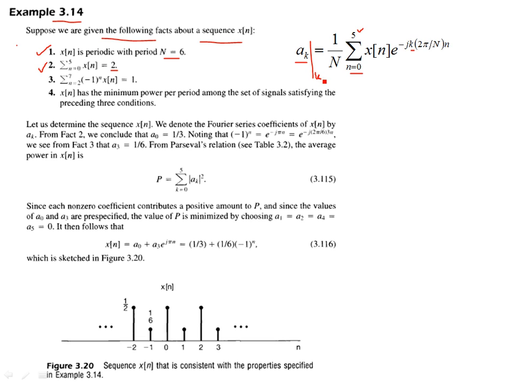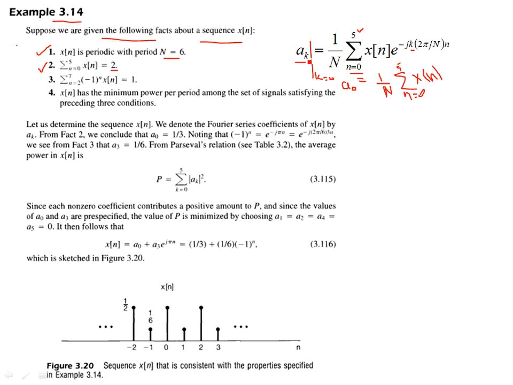if I make this k equal to 0, then this summation becomes 1 over n sum from n equal to 0 to 5 x of n, right? So what does this mean? This means that we are looking at which coefficient, which is looking at the DC coefficient of Fourier series, A naught.